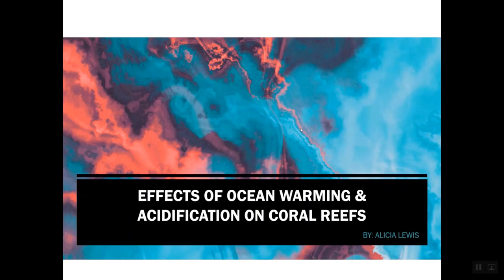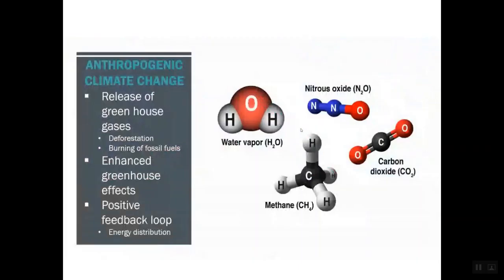As we go through the presentation, we'll do a small review of anthropogenic climate change and how that's affecting the ocean, how those effects are impacting coral reefs, and what's going to be done about it, or what is being done about it. But let's get started with why we even have ocean warming and acidification happening. That is due to anthropogenic climate change.